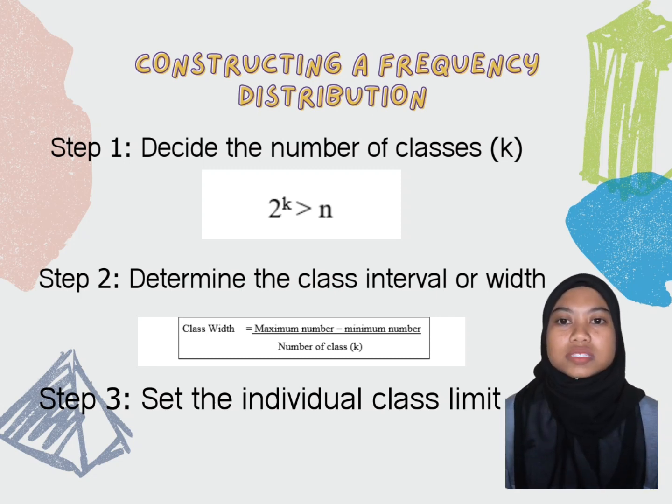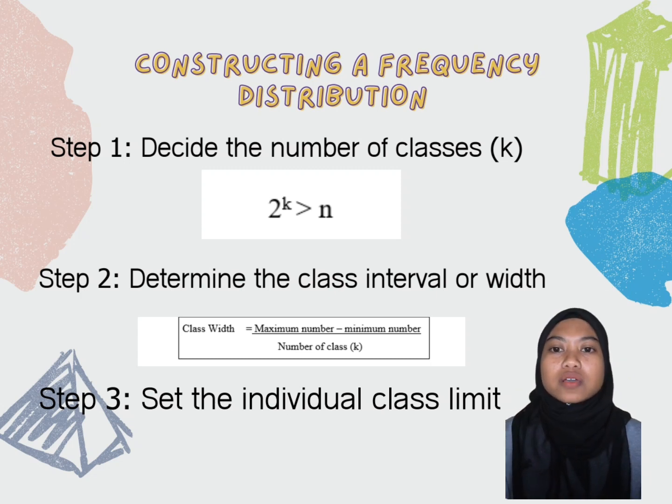Next, third step, set the individual class limit. We use the minimum number from the data for the lower limit in the first class, which is 2.5. For the lower limit of the next class, we add the lower limit of the first class, which is 2.5, with the class width 13, and we get 15.5. The same applies to the remaining classes. For the upper limit, we minus the lower limit of the second class by 0.5. We get 15 for the upper limit of the first class, and that will be the same for the next classes until class 7.